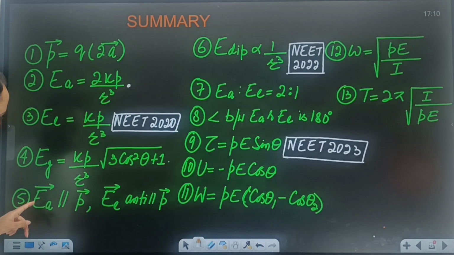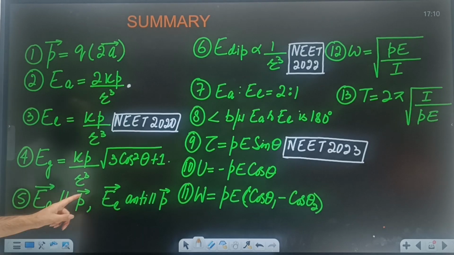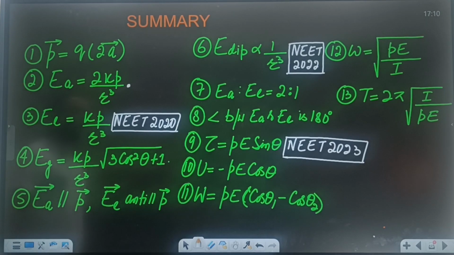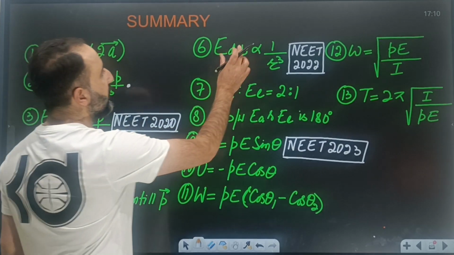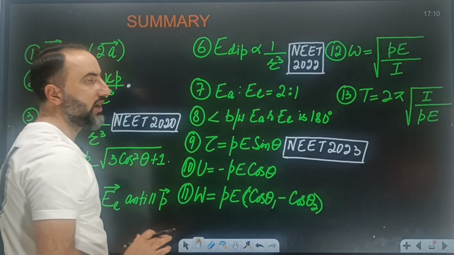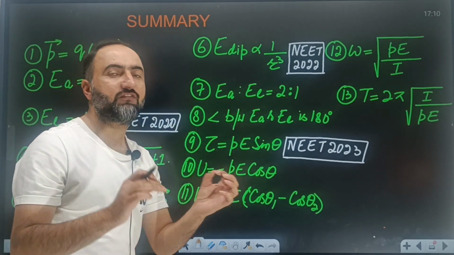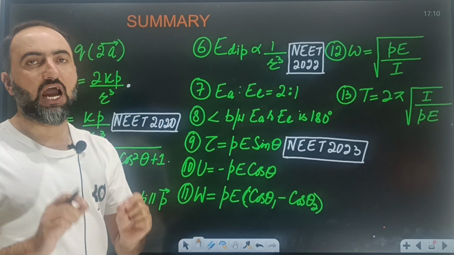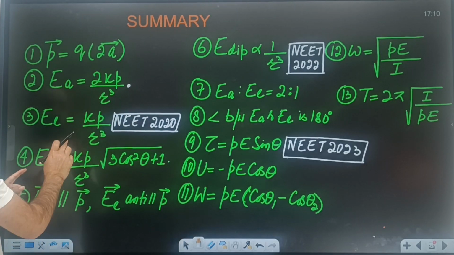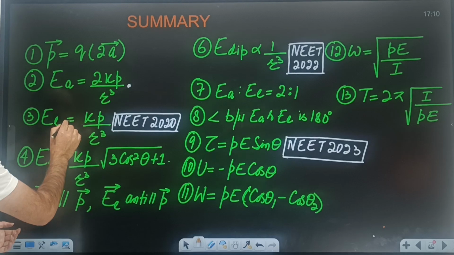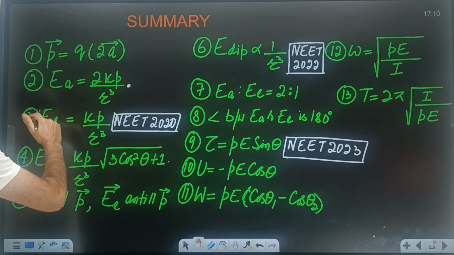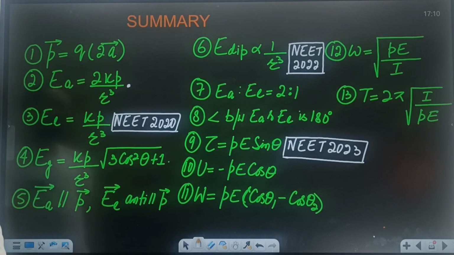Important point: electric field on the axial line is parallel to dipole moment. Electric field on the equatorial line is anti-parallel to dipole moment. Electric field due to dipole is proportional to 1 divided by r cube. Again, important point. And electric field on the axial to electric field on the equatorial will be equal to 2:1. Electric field on the axial is equal to 2 Kp by r cube. This is 1 Kp by r cube. If we divide the two equations, you will get the ratio that is equal to 2:1.